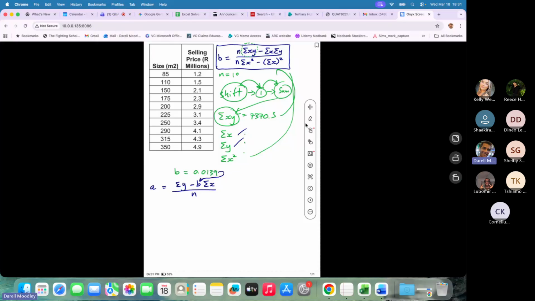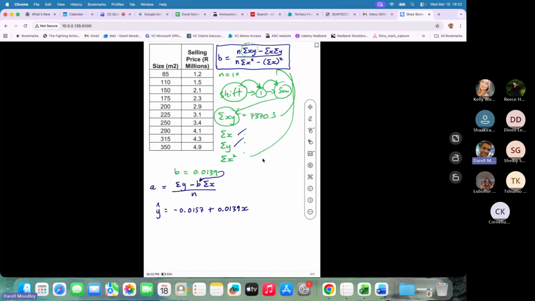Next point. All right, so I showed you how to find the equation of the line. Now, what I need to point out here is actually very important. When you found the equation of the line, we wrote it out earlier: y hat equals a, and our a was minus 0.0157, plus b, which is 0.0139x. That's the equation.